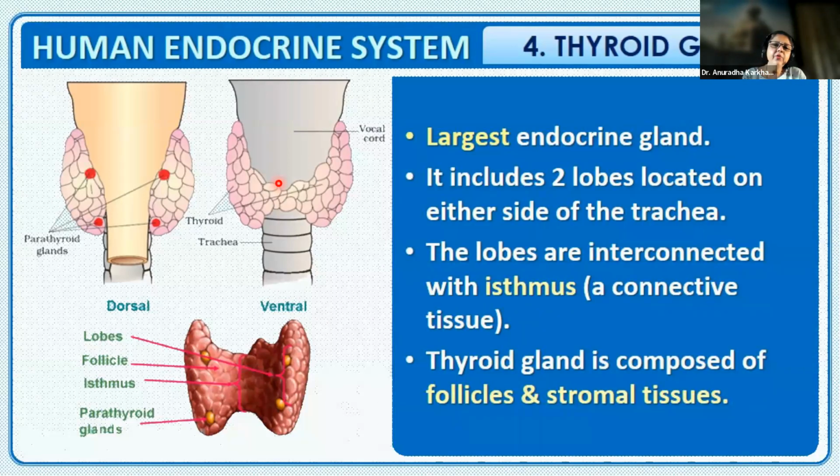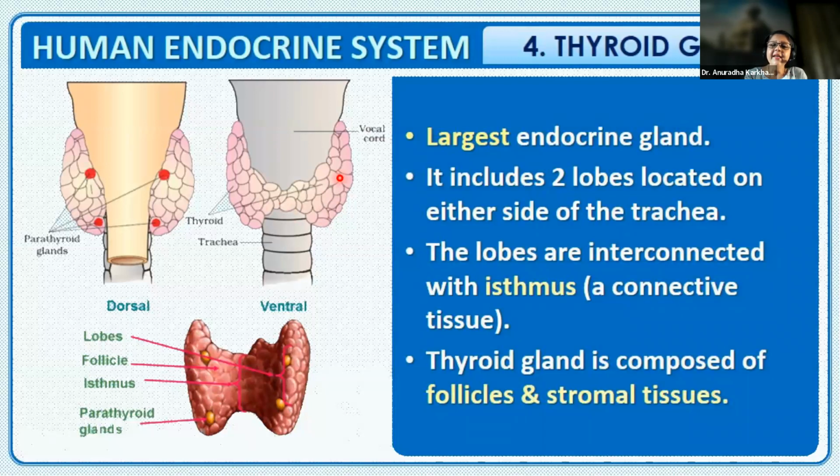It's going to be broadly divided into two lobes, which are located on either side of the trachea. So we already know the position of the trachea as well. We had seen it in the chapter of breathing and exchange. So the tracheal region, which is then going to divide into the lungs. So they are going to be on either side of the trachea. Here you can see the trachea as well.